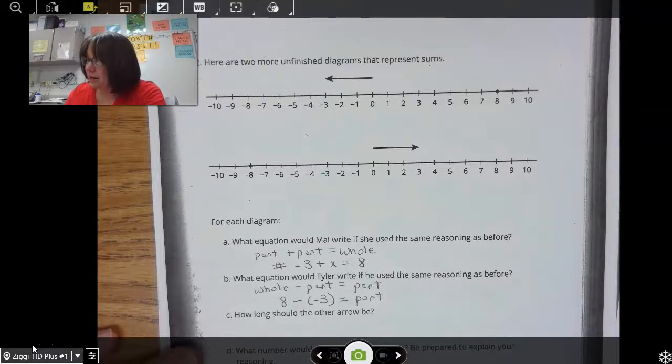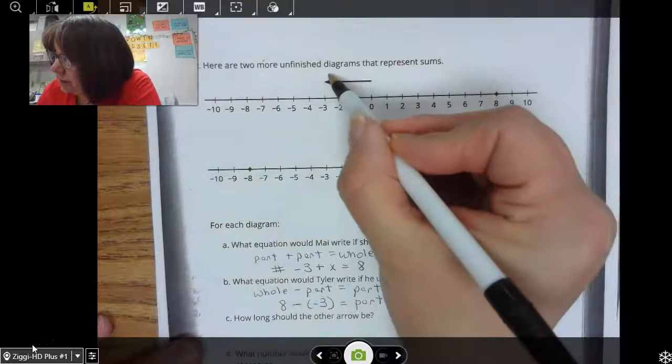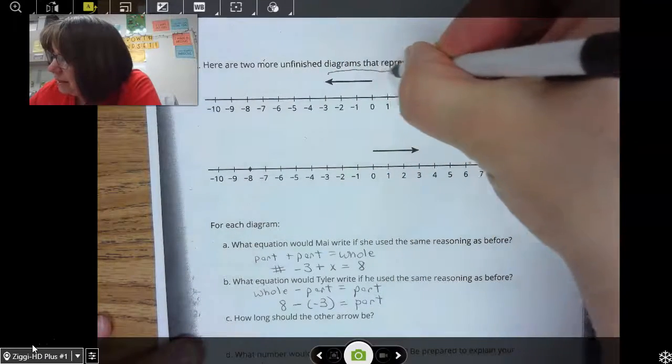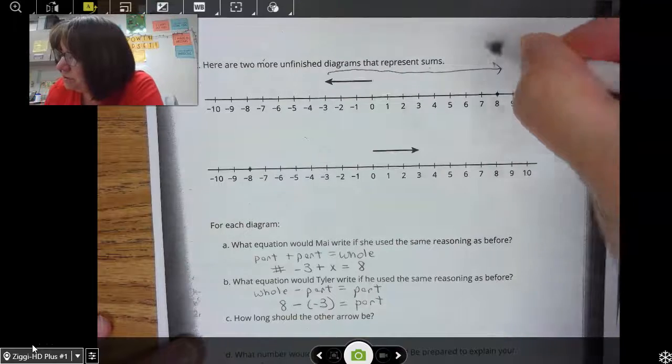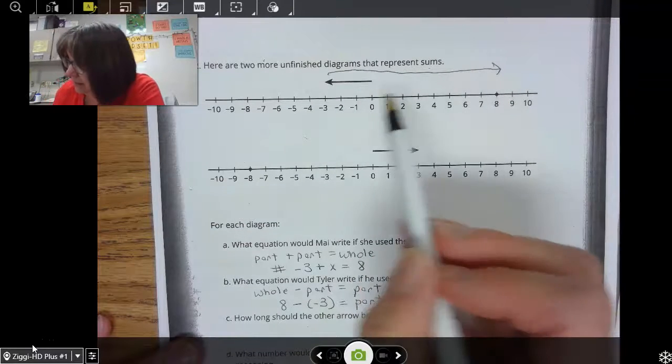So how long should that other arrow be? Go back up and you can figure that out on your diagram here. We're going to go from -3 back to 8. How many would that be? Well, it's going to be 3 back to 0 and then 8 up to 8, so that would make 11.